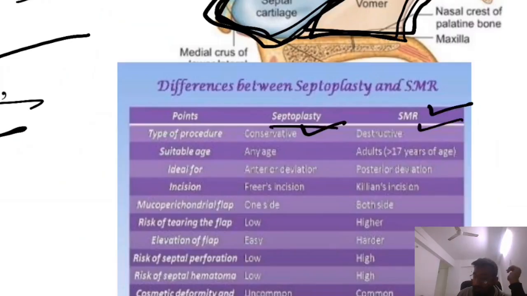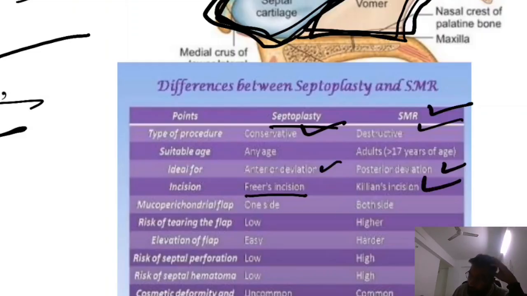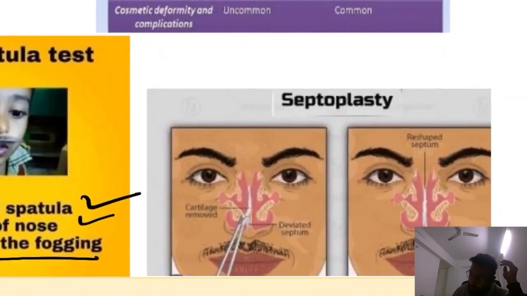Septoplasty you can do at any age, ideal for anterior deviation. Submucosal resection is ideal for posterior deviation. Rear incision is used in septoplasty and clear incision is used in SMR. SMR is not used nowadays. You can see this is septoplasty.